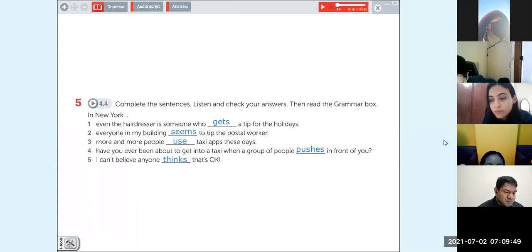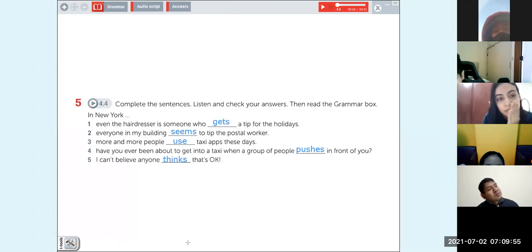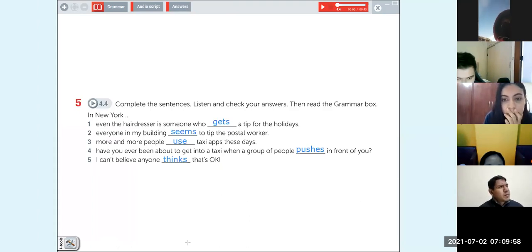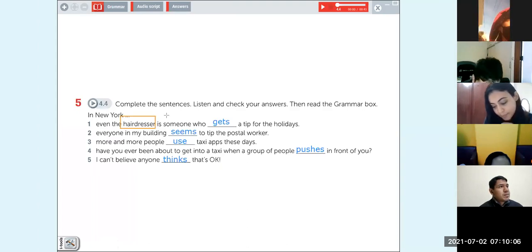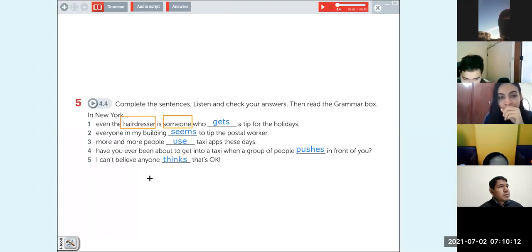Okay, so let's see here. Number one, what do you think the subject is in this sentence? The hairdresser. The hairdresser, okay. The hairdresser, and also someone, because someone is the same as the hairdresser, right? We are talking about the same person.